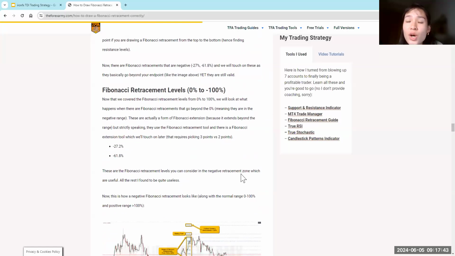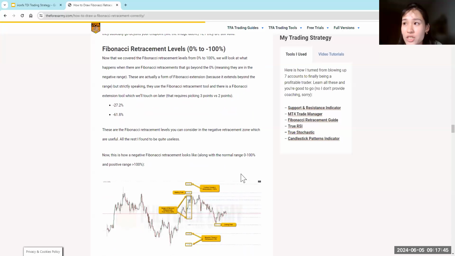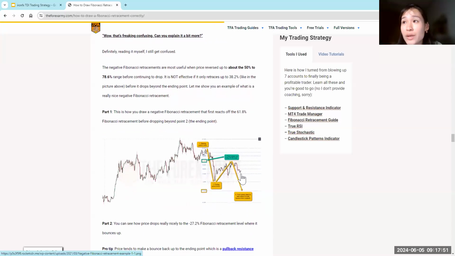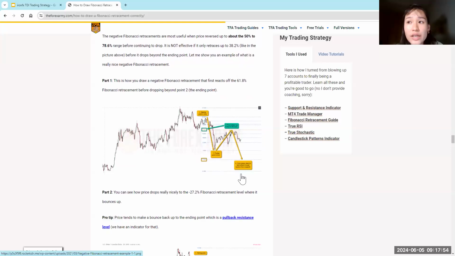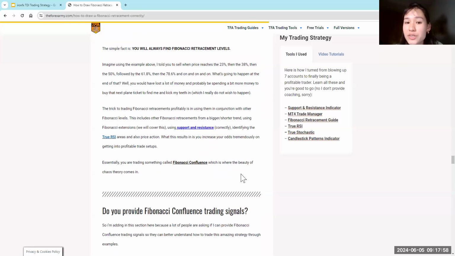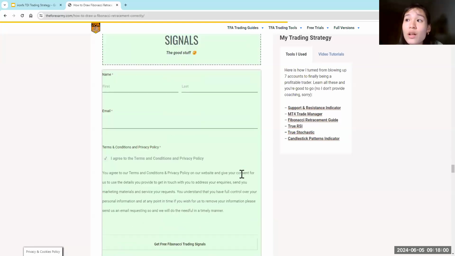And we're not going to focus on the levels that are below 0 and above 100 for this session, because we're not going to use that today. But yeah, if you're interested in that, feel free to take a look at this. We also go through it pretty in depth in our Fibonacci series, so stay tuned for that as well.